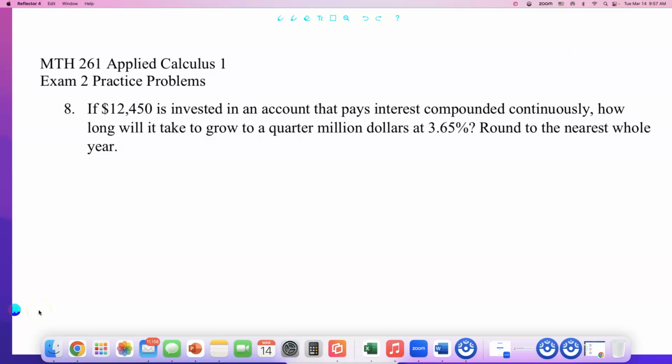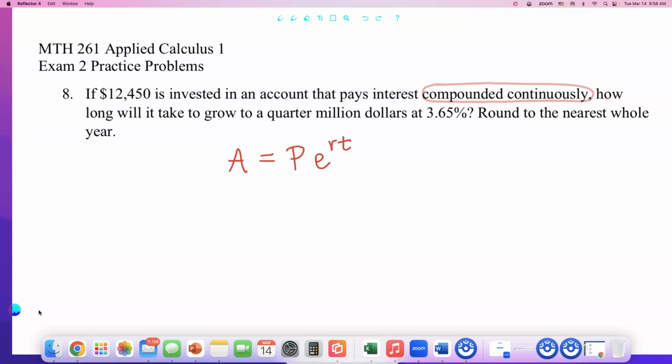If $12,450 is invested in an account that pays interest compounded continuously, so I'm circling this keyword, compounded continuously, because we know what formula we'll be using. For compounded continuously cases, the ending balance A is equal to principal times e raised to the rate times time power, so A equals Pert. That is the formula we will use to solve this problem.